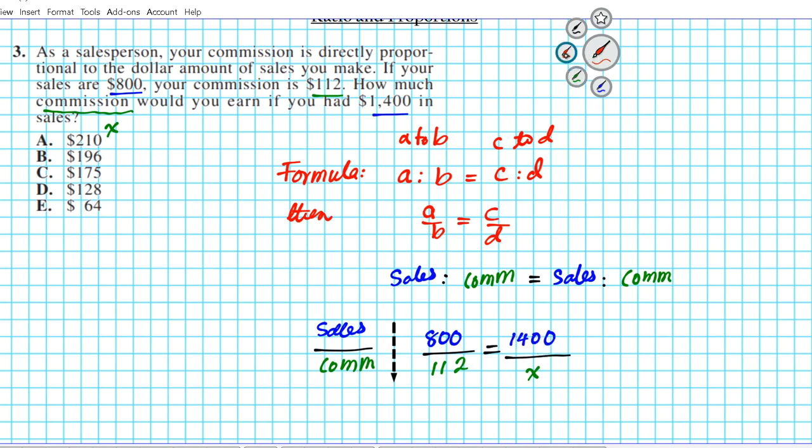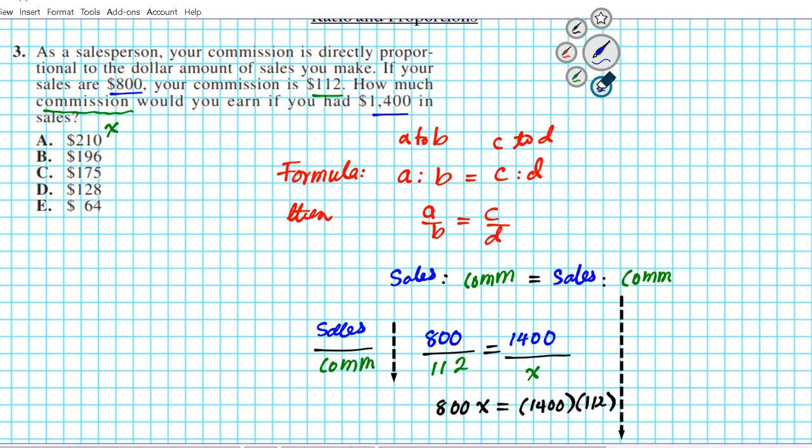Alrighty, so all we're just going to do here is cross multiply. If we cross multiply this, bottom right to the top left, bottom left to the top right, we are going to have 800x equals 1400 times 112. Now, remember for the ACT, you can do the entire test without a calculator, so I'm not going to multiply it out yet, or else I might be dealing with numbers that are too big to handle by hand. So I'll keep them like this and see if I can reduce before I multiply.